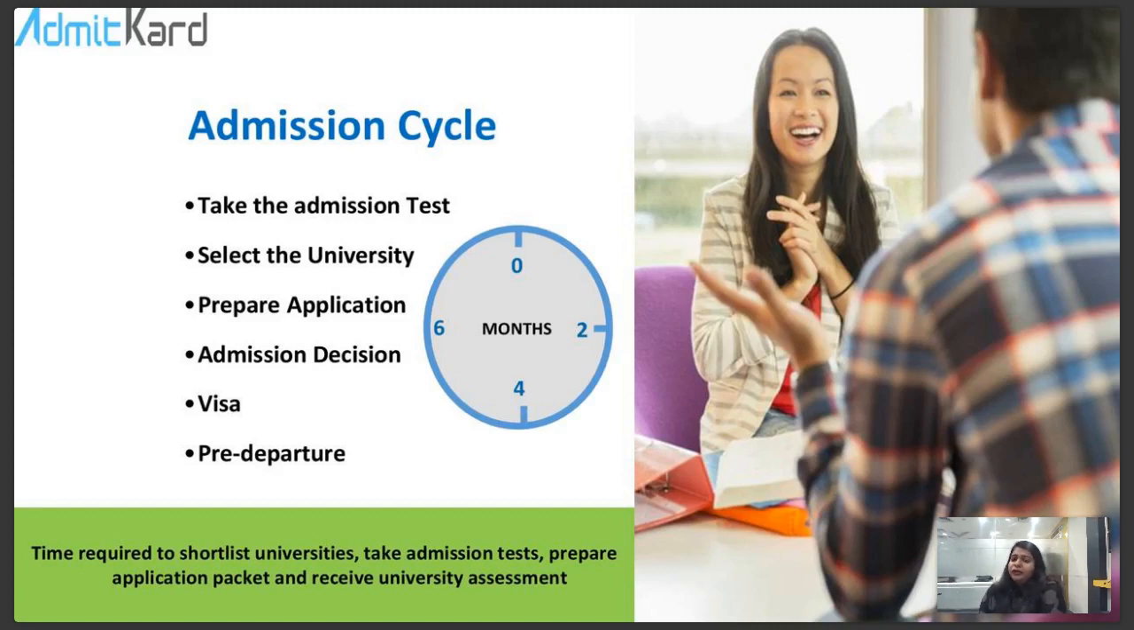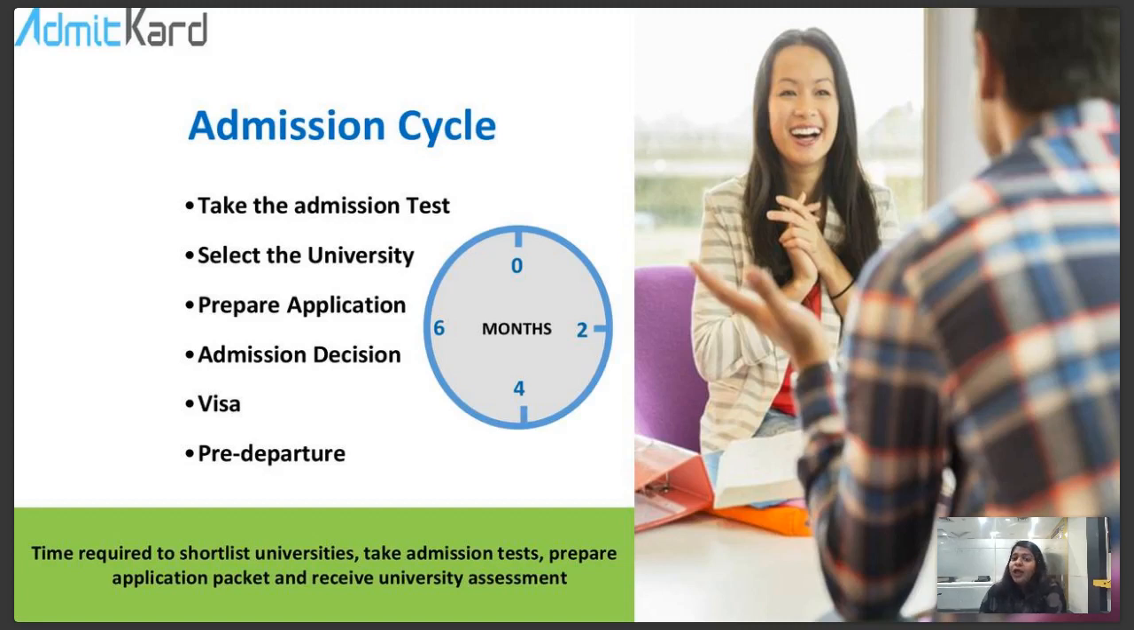If you are planning to get a score of above 320 or 330, then I'm afraid you might miss some of the universities. But for a GRE score of up to 315, 320, there are many universities that will be available by that time. No, it's not very late.